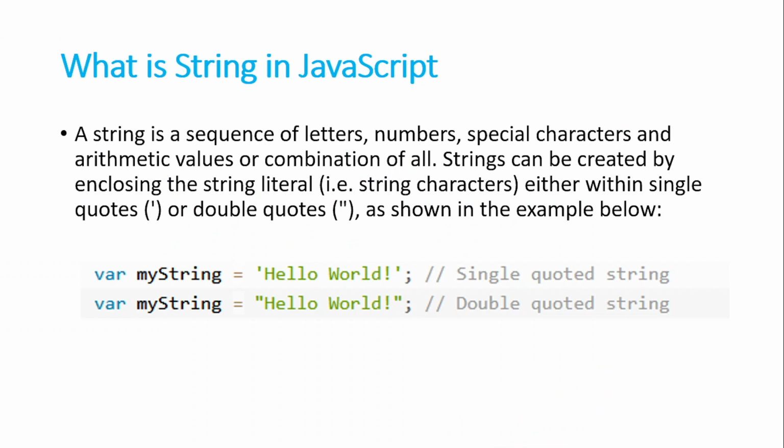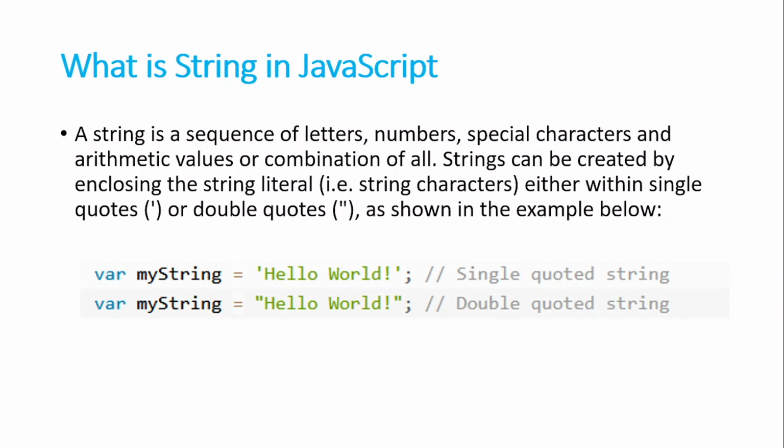So what is a string in JavaScript? We already covered that. A string is a sequence of letters, numbers, special characters, and arithmetic values or a combination of all. Strings can be created by enclosing the string characters either within single quotes or double quotes.